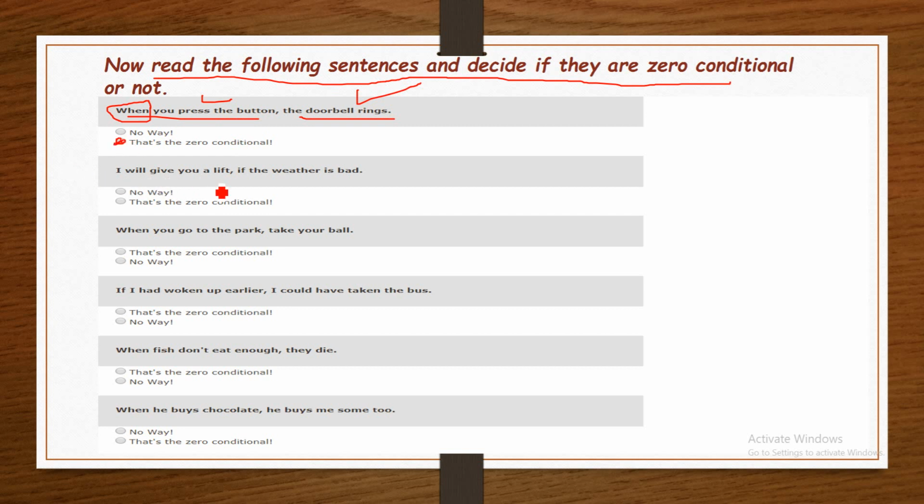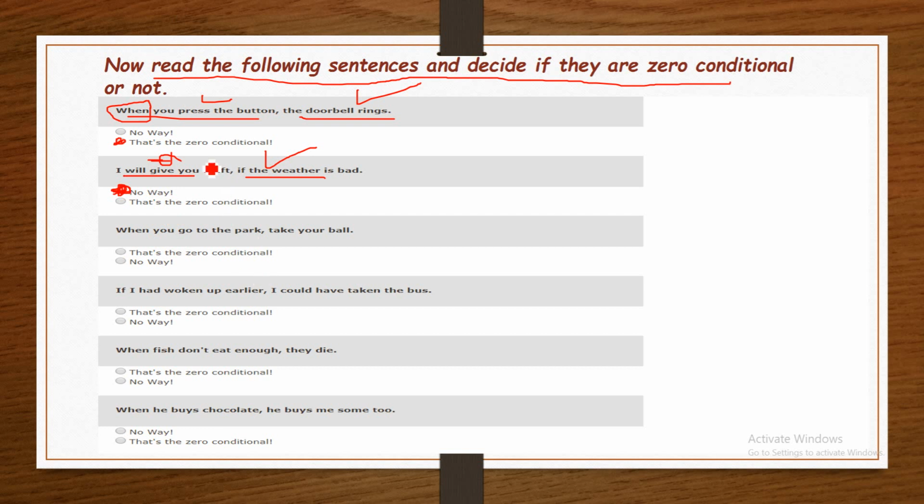Number 2. I will give you a lift if the weather is bad. Let's check. The main clause is in future simple. The if clause is in present simple. But we said both clauses should be in present simple. Therefore, it is not zero conditional. It is first conditional. We will be talking about it later.